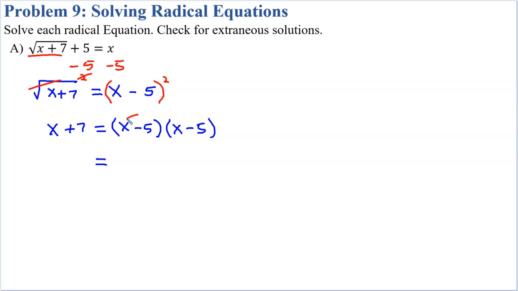Okay, so for that, we'll go first. x times x will give me an x squared. All right, outer, x times negative 5 will give me a minus 5x. Inner will have another minus 5x. I suppose we could have combined those right off the bat. And then for the last, negative 5 times negative 5 will give me a plus 25.